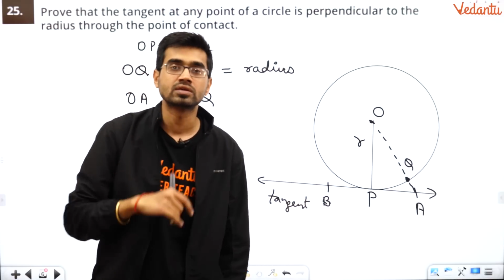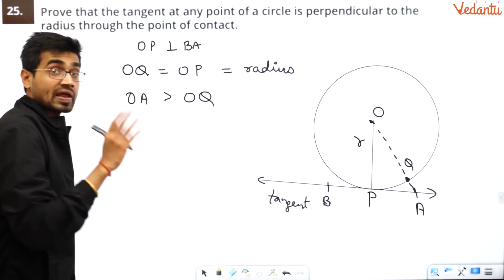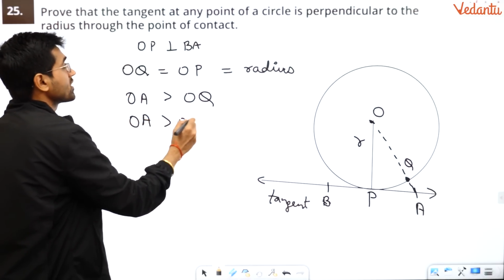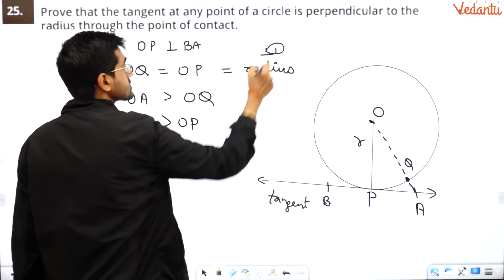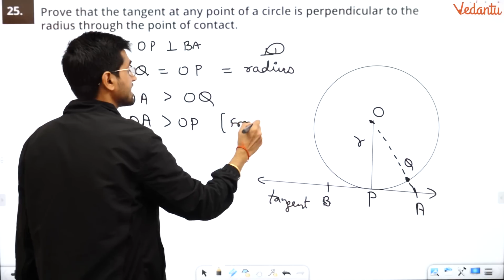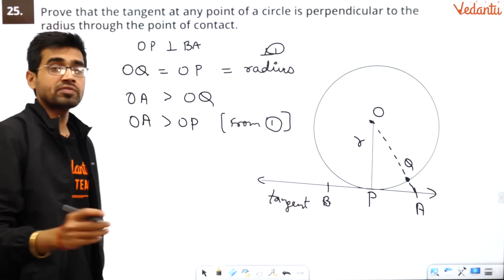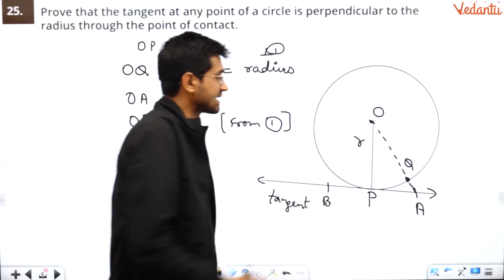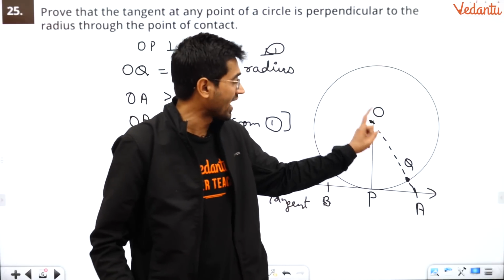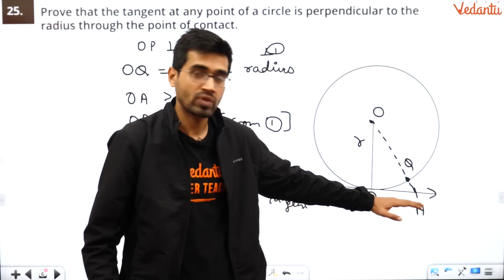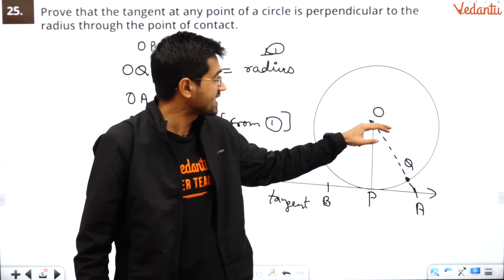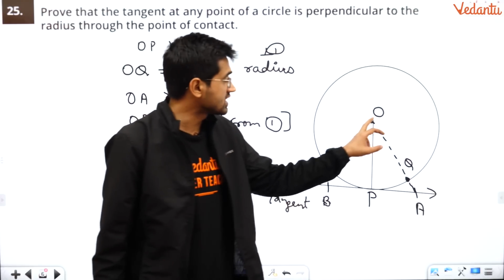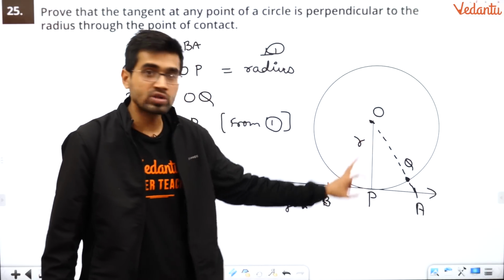You can use Euclid's axiom in it, which you have read in 9th class. And then you can say that actually OA is more than OP, because from 1. Yes, we can say that. Now listen very carefully to what I am saying. This means that OA is the distance between the point O and the line. So the distance between the center and the line is OA, and it is always more than OP.